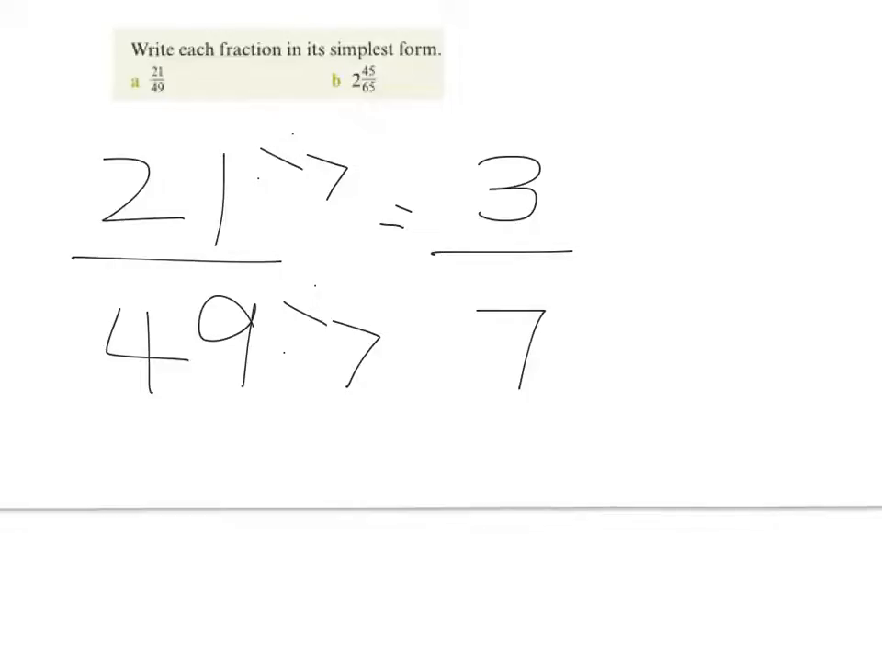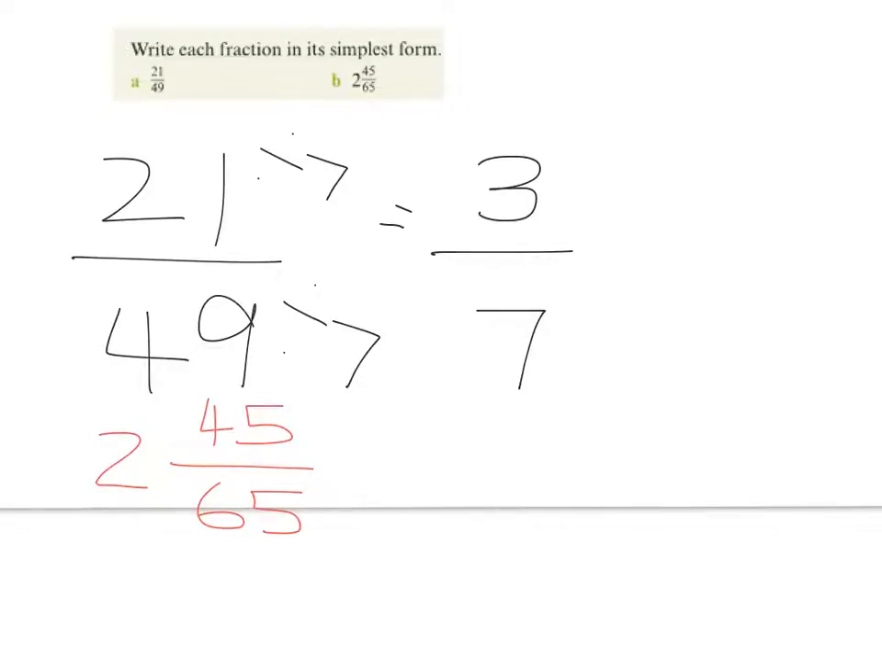The next one that we've been given is 2 and 45 over 65. Now, the best thing to do with this is to change it into an improper fraction and then bring it down as low as you can go. So that's one way of doing it.